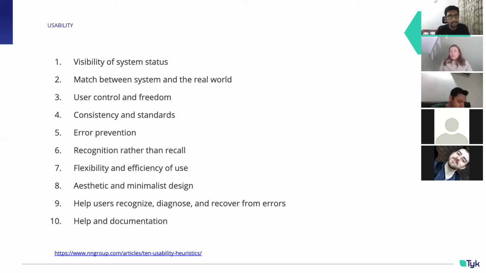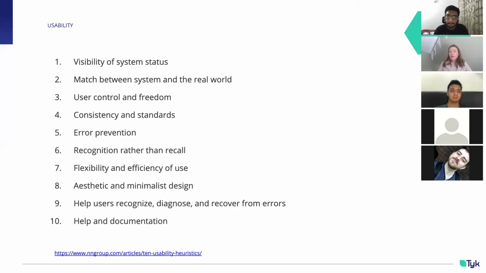The next one is about helping users recognize, diagnose and recover from errors. Point 5 was all about error prevention, but we do know that errors do happen. When they do happen, it's really important to tell the users why they've happened so that they know to recover from them and to not make those mistakes again. So error messaging is really important, and it should be really clear. It's a really important aspect of usability.